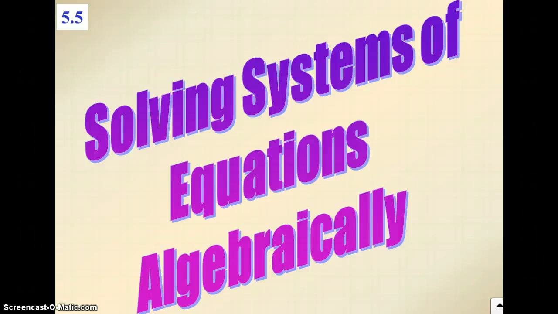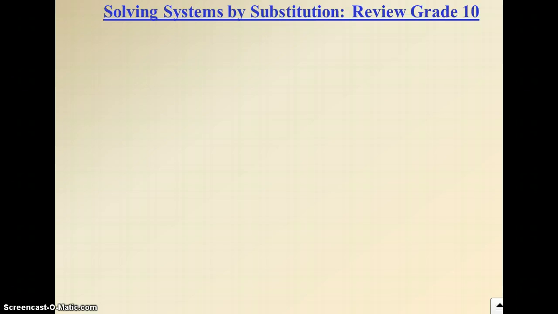Hey Math 20-1, today we're going to solve some systems of equations algebraically. We did graphically the other day. We're going to do some algebraic solutions today. So let's do a quick review of grade 10. We're going to solve by substitution.